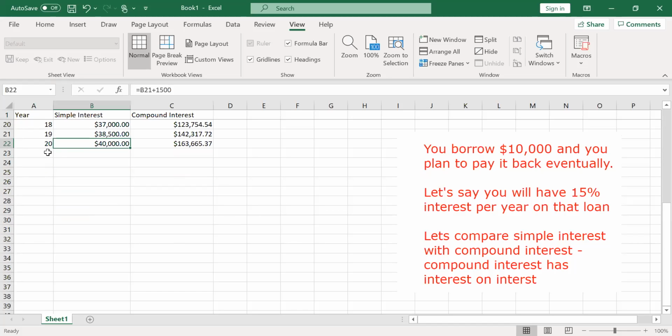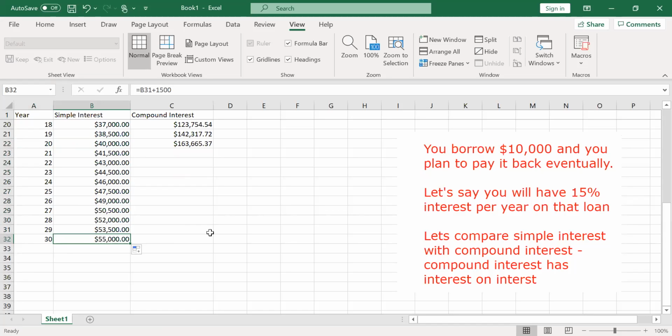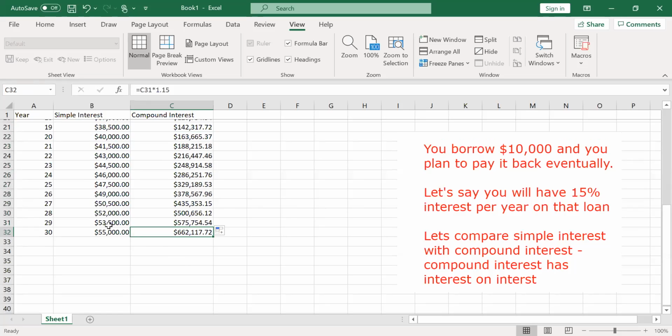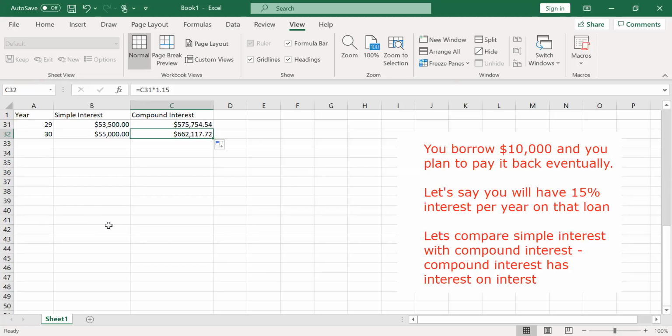Let's go to some more extremes. Let's look at, what would this be, 30 years? After 30 years, you owe 55 grand in simple interest case, 10,000 of that to repay the loan, 45,000 of that is interest earned on the loan. How much do you think compound interest will be? Someone give an estimate, ballpark. 300,000? Let's see. After 30 years in the compound interest case, you're going to owe $662,000. Yikes. Yeah. Because it's just growing so much faster than you can think.